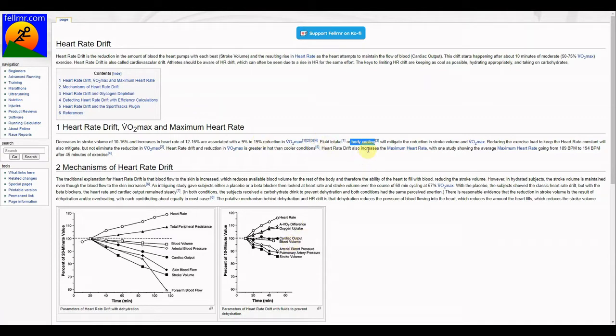I was mentioning the drift also increases the maximum heart rate. Meaning if you were to test for your maximum heart rate in the first 5 minutes of a workout, you will get a lower result than if you try that again, let's say 1 hour later. As you can see here, in one study they show that there was an increase of 5 beats per minute in the maximum after 45 minutes.